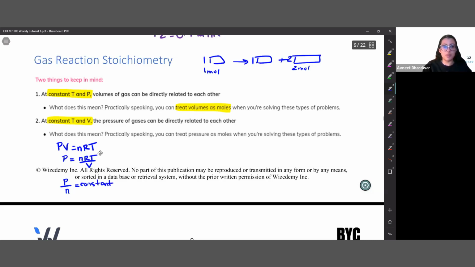Okay, so now we know, how are pressure and moles related? Well, we said that they have to be on opposite sides of the equal sign. So P is equal to constant times n. And so I know that because they're now both in the numerator, they're directly proportional. So P is directly proportional to n. So in these conditions, under constant temperature and volume, we can treat pressure as moles if we're just told about pressures. Okay, we'll look at examples of this.